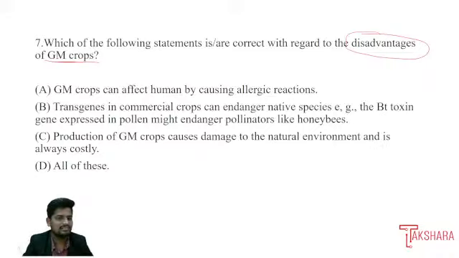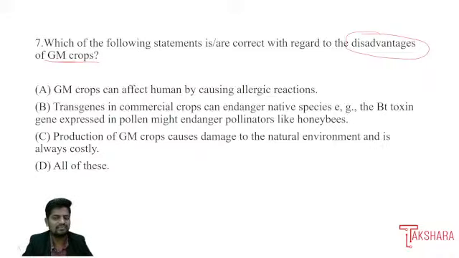And transgenic crops commercially can endanger native species, for example, the Bt toxin gene expressed in the pollen might endanger pollinators like insects. With the insertion of foreign DNA or the modification of a gene, they can involve some kind of killing activity of pollinators, for example, a variety of insects.